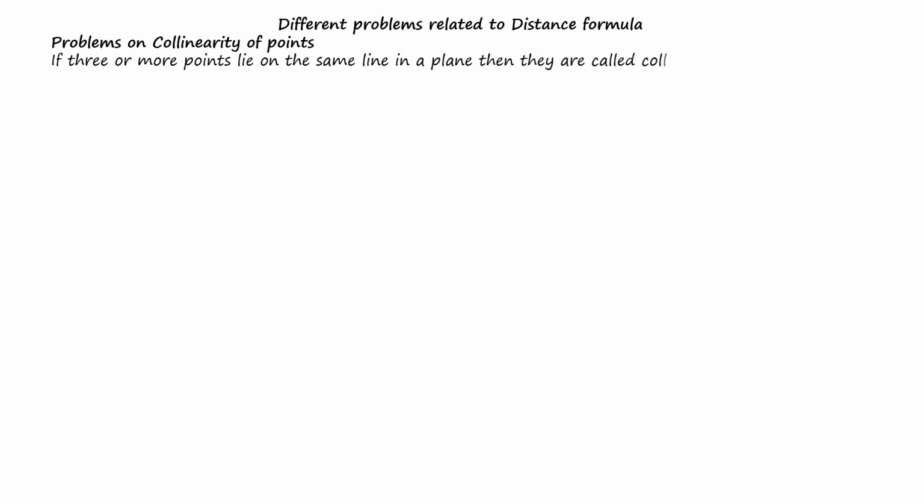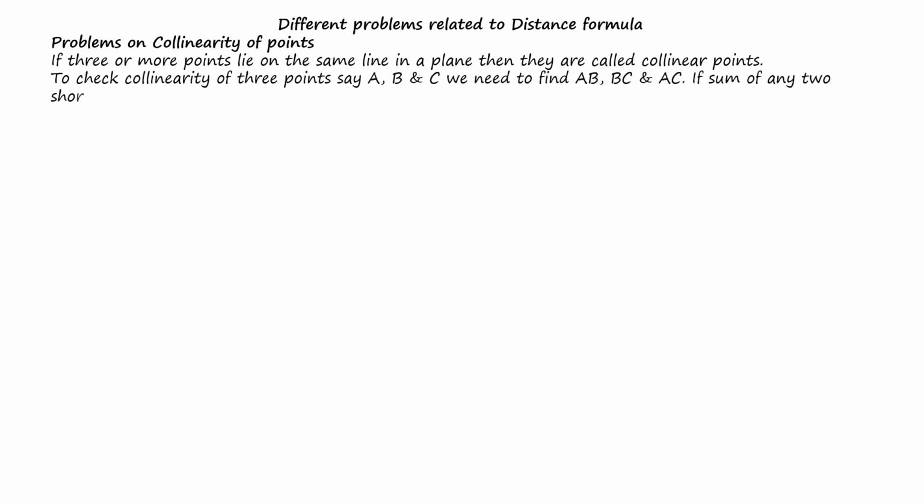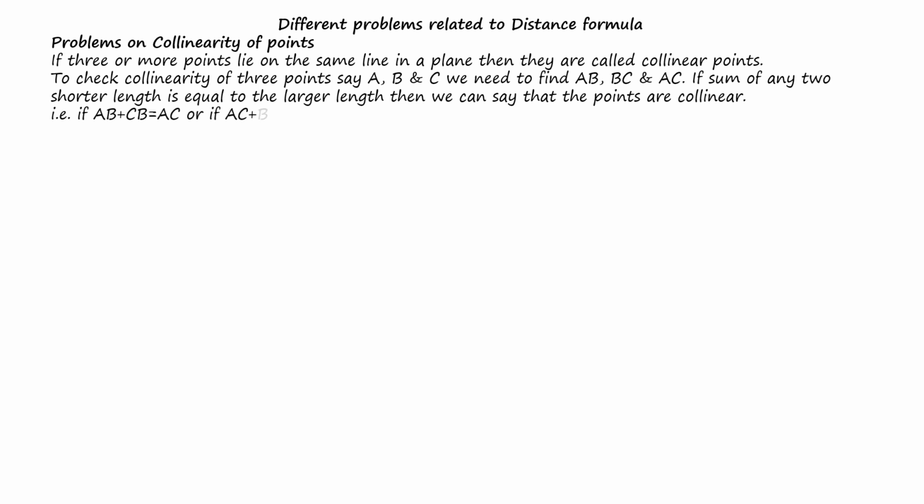Now we'll discuss different problems related to the distance formula. Problems on collinearity of points. If 3 or more points lie on the same line in a plane, then they are called collinear points. To check collinearity of 3 points, say A, B and C, we need to find AB, BC and AC. That means we need to find the distance between A and B, B and C, and A and C.